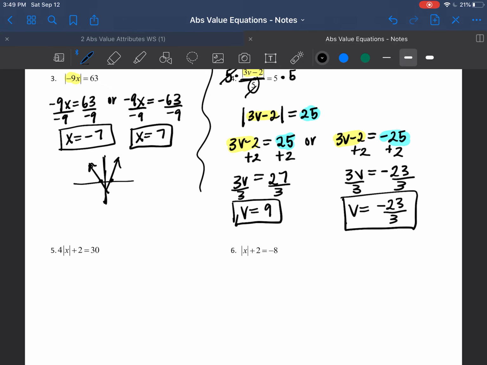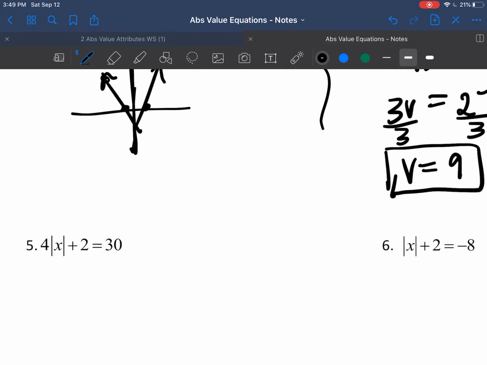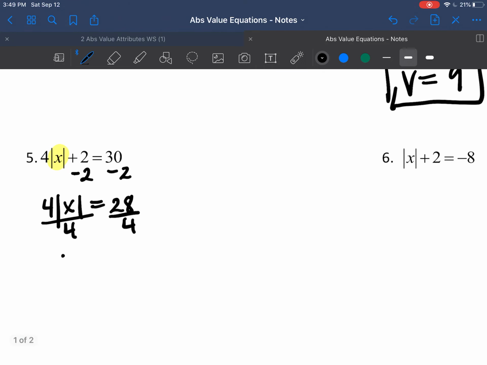Okay, on number 4, here's, I'm going to zoom in. Here's our bars. And so we have to get rid of the 2 and the 4 first. Get rid of the 2 first, because it's not attached to the bars. And then divide by the 4. Still have the bars.